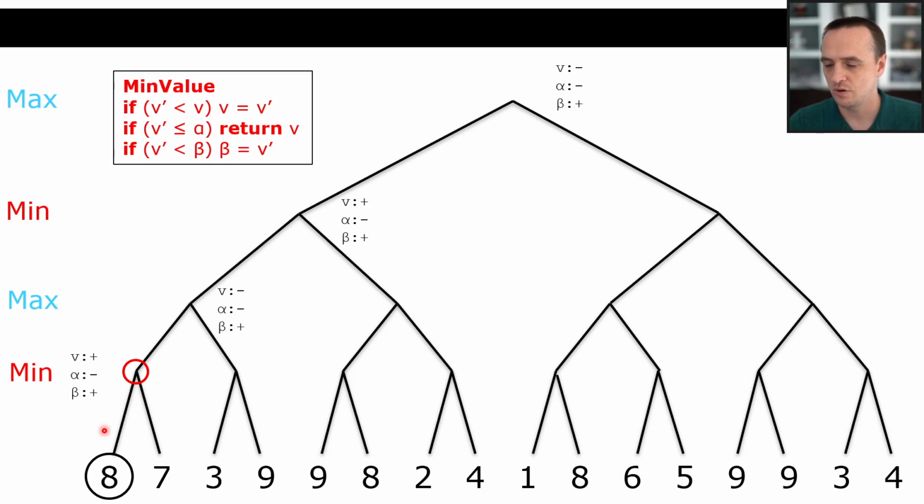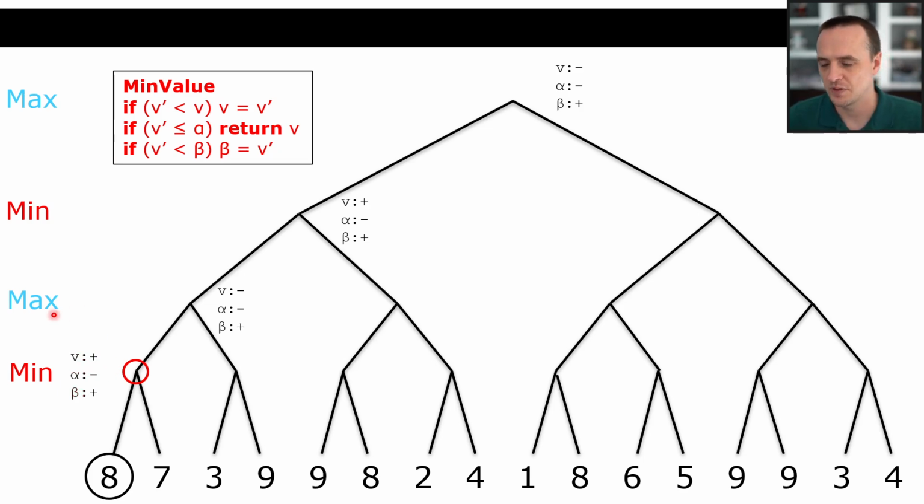Okay? So here, for your viewing pleasure, is the MinValue algorithm. It's going to look at these and do the following. So here's my v prime, 8. My v is currently positive infinity. My alpha is negative infinity. My beta is positive infinity. Here's what the algorithm says: if the new value is less than the old value, then set it as the old value. Okay? So that's what I'm doing. I'm going to set that.